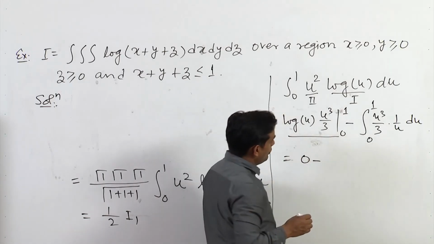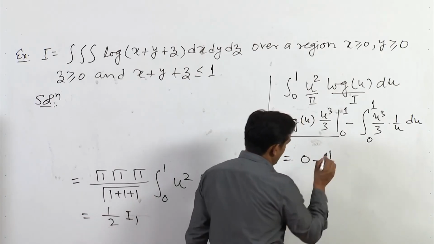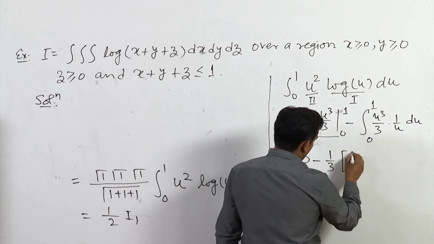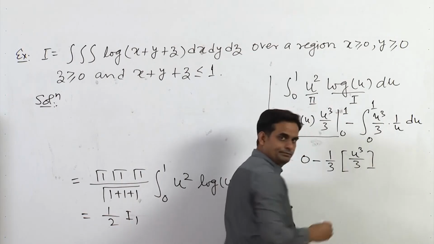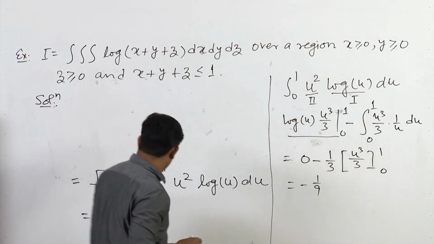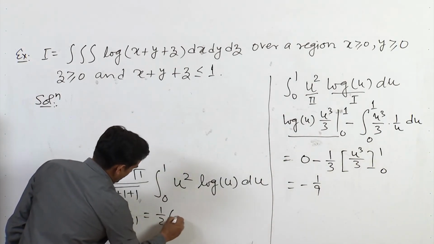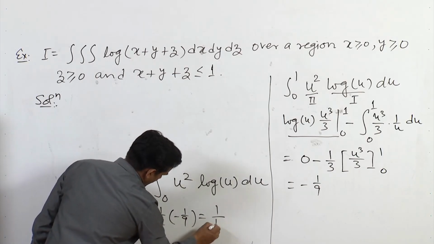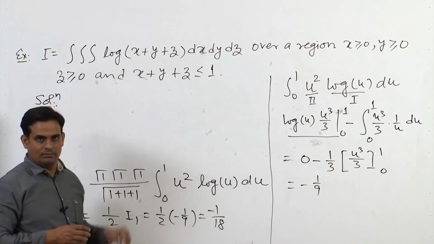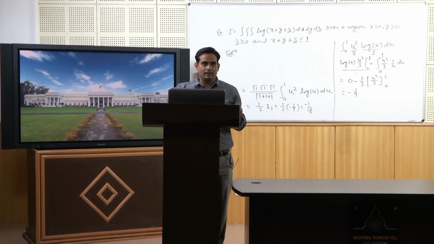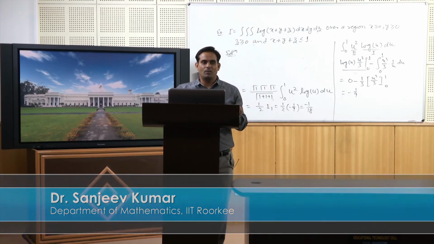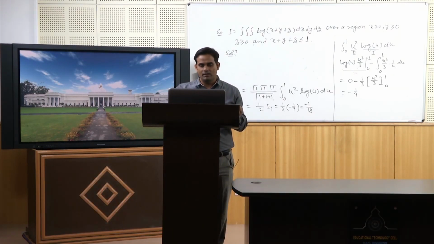Minus u square. So, 1 by 3 I have taken here and then u square. So, u square will become again u cubed by 3, 0 to 1. So, this will be minus 1 upon 9. So, this will be 1 by 2 into minus 1 upon 9. So, minus 1 upon 18. So, this is the answer of this particular problem. So, with this I will end this lecture. So, in this lecture we have learned the Dirichlet integral formula, proof of this formula and some examples based on it. So, thank you very much.